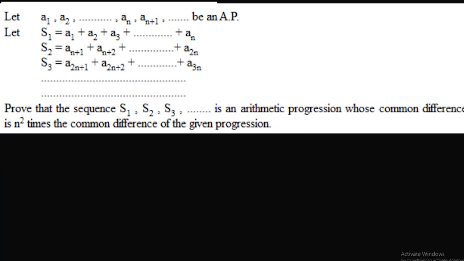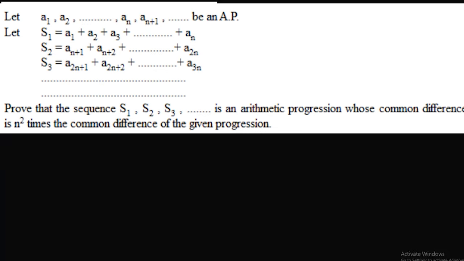Today we'll study sequence and series, and this first question is, let a1, a2 up to a(n plus 1) be an AP, and let its common difference be d. Now it is defined S1 as the sum of the series from a1 to an, S2 is from a(n plus 1) to a2n, S3 is from a(2n plus 1) to a3n. So each of the series contains n terms, and S1 is the sum of first n terms, S2 is the sum of next n terms, S3 is the sum of again next n terms. Now it says prove that the sequence S1, S2, S3 is an AP whose common difference is n square times the common difference of the given progression.